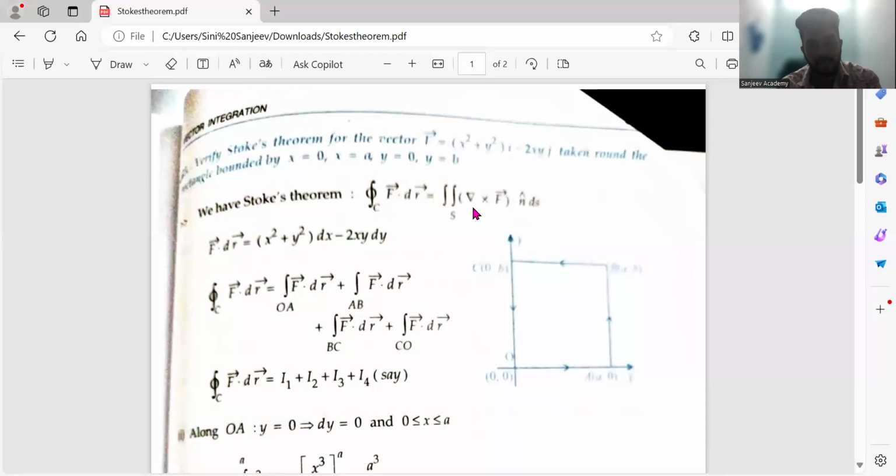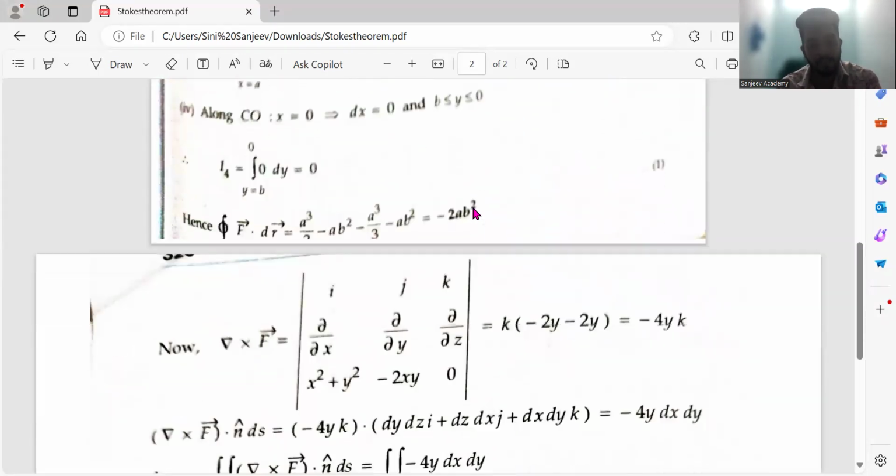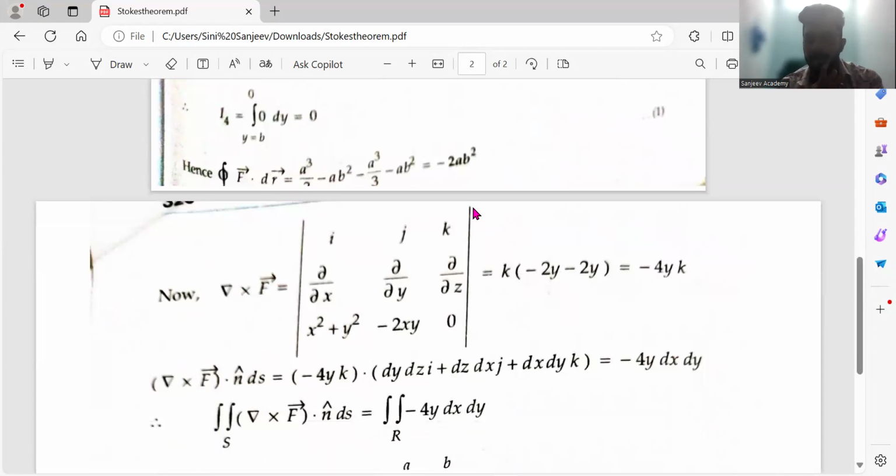Del, that is dou by dou x, dou by dou y, dou by dou z. All of these things we have to know. The del stands for gradient. The first row should be i j k. The second row should be dou by dou x, dou by dou y, dou by dou z. Then the force values we'll put.